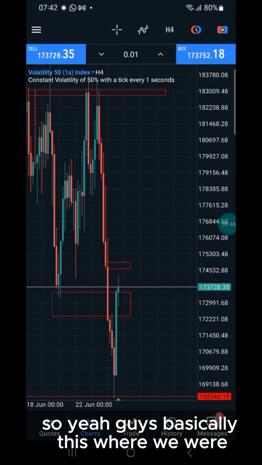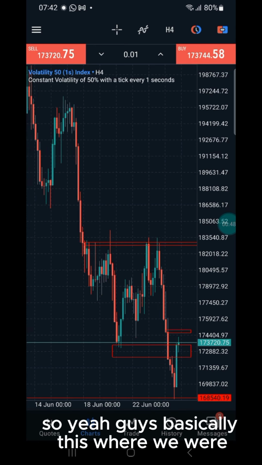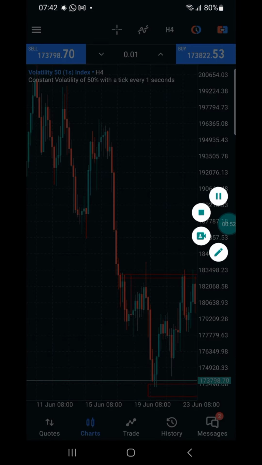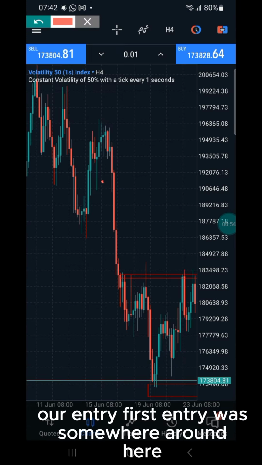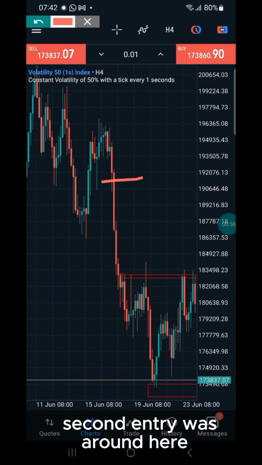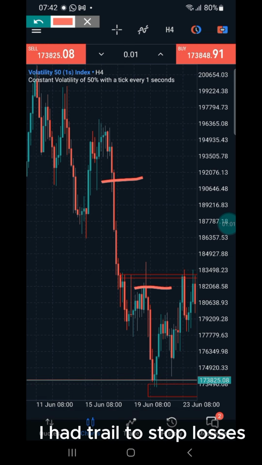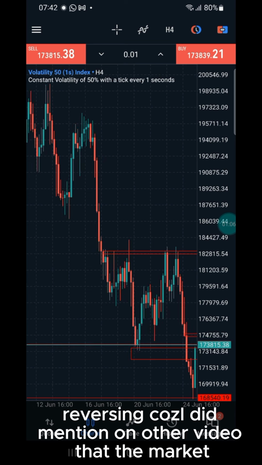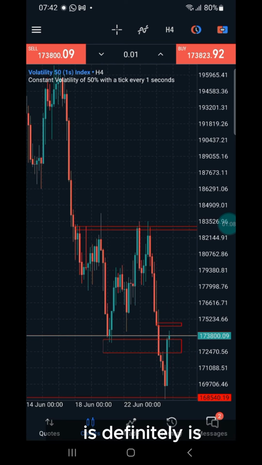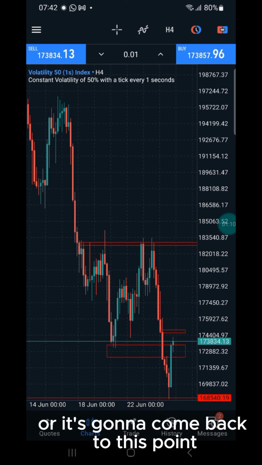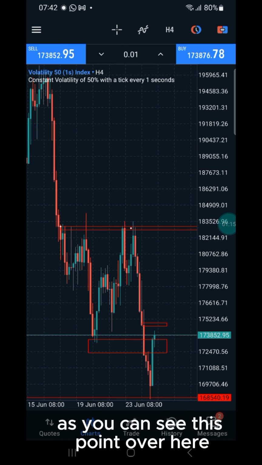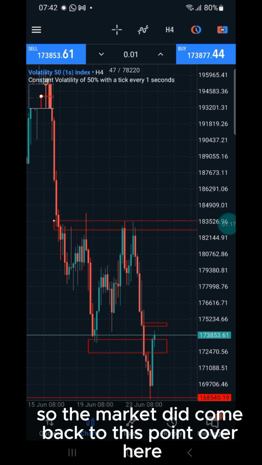So yeah, guys, basically this is where we were. Our first entry was somewhere around here. Second entry was around here. I had trailed the stop losses, but then when I saw the market reversing, because I did mention on other videos that the market is either going straight to the downside or it's going to come back to this point where I drew this rectangle over here. As you can see, the market did come back to this point and it retested it.